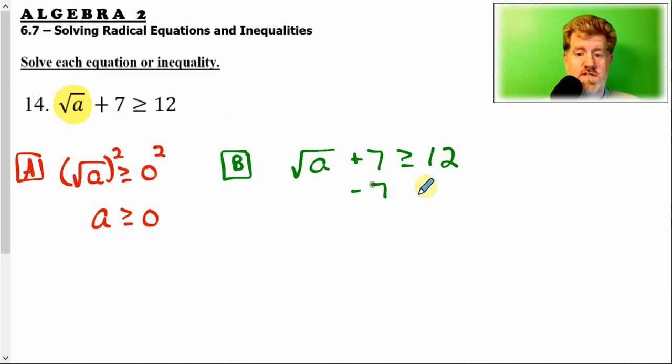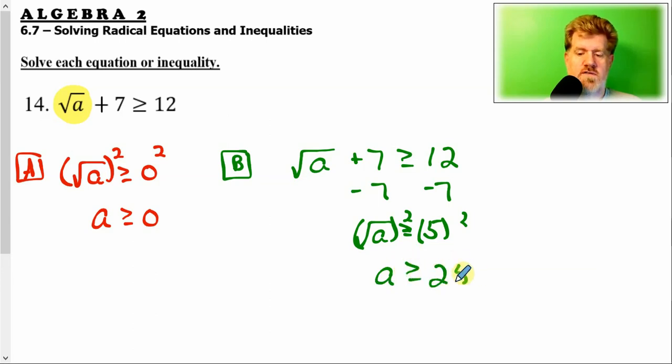So we're going to subtract 7 from both sides. We're going to get 5. We're going to square both sides. And a has to be greater than or equal to 25.